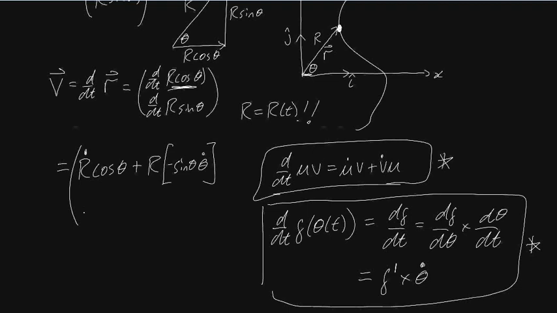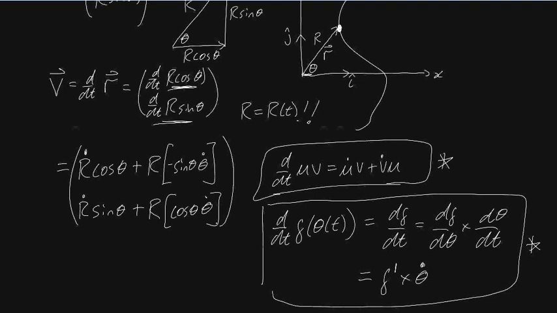And what about this bottom element? That's going to be r dot times sine theta plus r times the derivative of sine theta, which is cosine theta times theta dot. Okay, I hope that makes sense. This is just a small part.